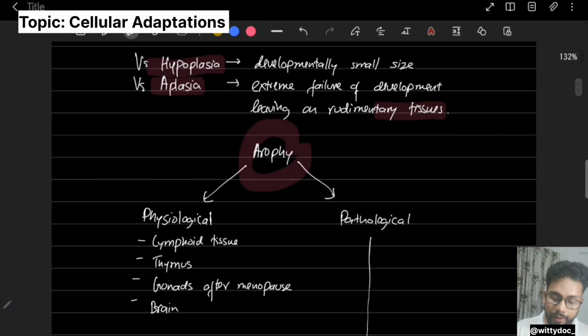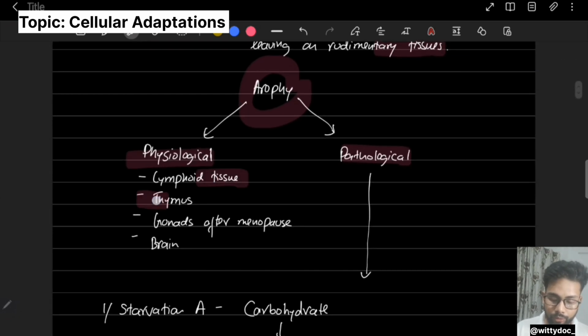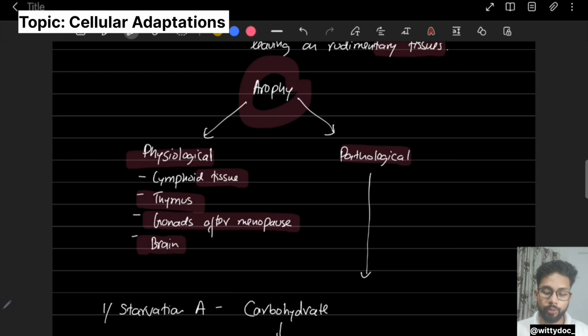Okay, so atrophy can be physiological as well as pathological. Physiological examples are lymphoid tissue, thymus, gonads after menopause, and brain. So these tissues or organs may undergo atrophy with increasing age.